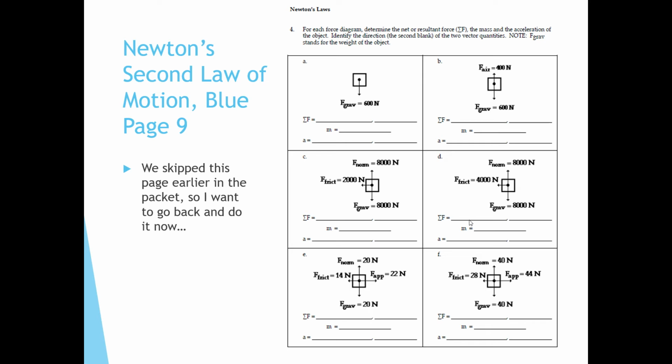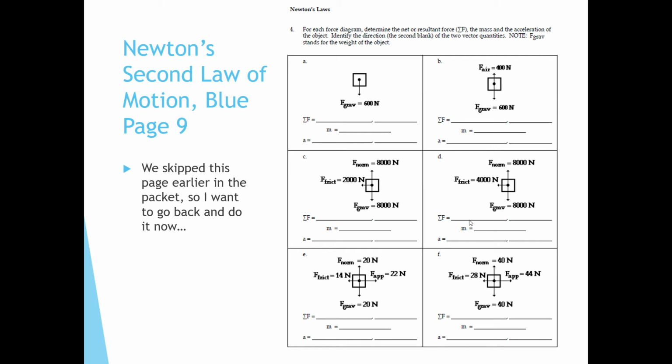So we're going to go back to page 9, which we left blank. And it has a number of scenarios here, and we're going to try to finish these up and wrap up this page in this packet. So I am separating them out one at a time. So the first one, we have a 600 Newton force hanging down on this free body diagram.